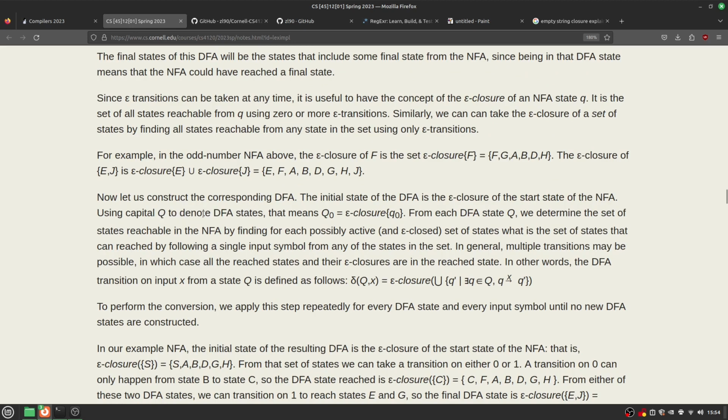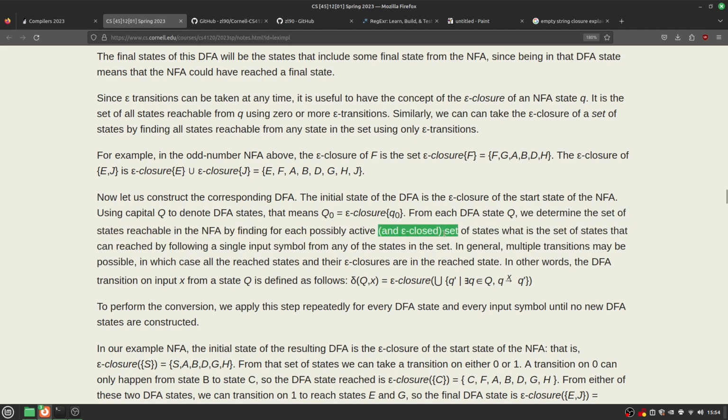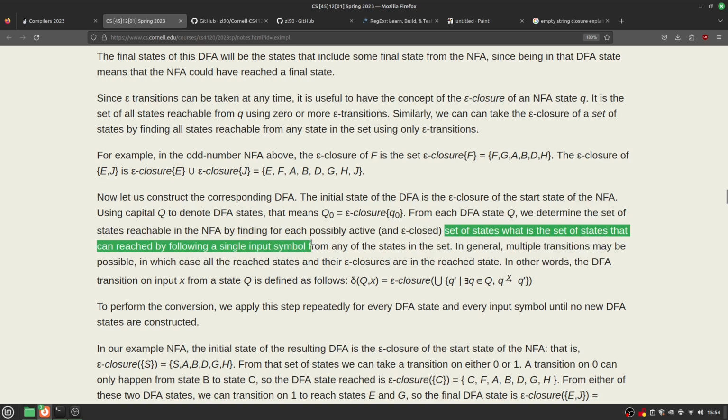Using capital Q to denote DFA states. That means Q0 equals the empty string closure of state q0. From each DFA state Q, we determine the set of states reachable in the NFA by finding, for each possibly active and empty-string-closed set of states, what is the set of states that can be reached by following a single input symbol from any of the states in the set.